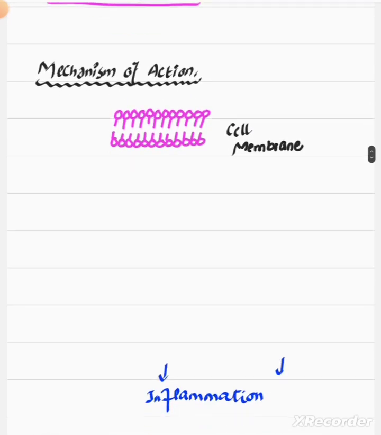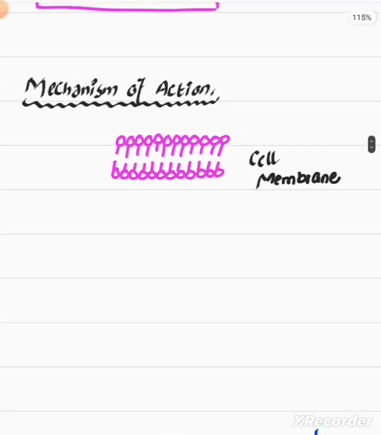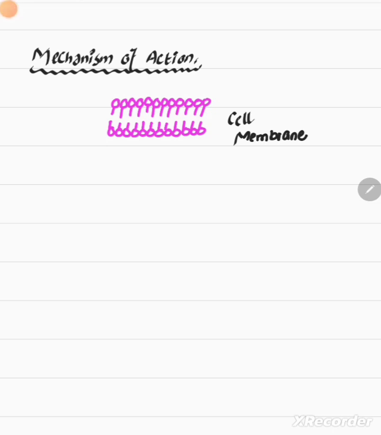So diclofenac is an anti-inflammatory drug. It is a non-steroidal anti-inflammatory drug. In order to understand the anti-inflammatory drug, we should know how the process of inflammation occurs in the body. So this is a very simplified version of our cell membrane. What happens is that any injurious stimulus to the tissue, and this stimulus could be a tissue injury, it could be any bacterial toxin or any viral toxin or any parasitic toxin, or any stimulus that is injurious for the cell membrane, it initiates a series of reactions in the cell membrane.